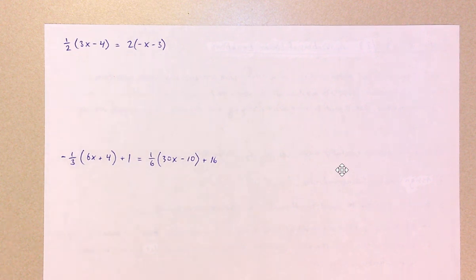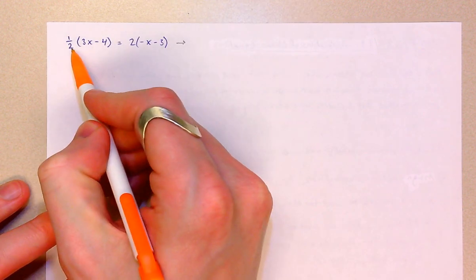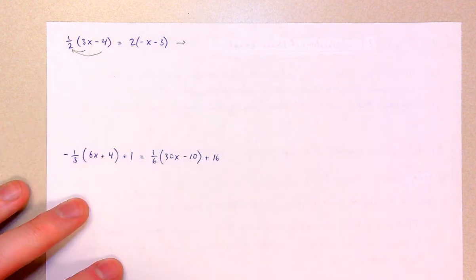Try one more here. We'll do the third problem and the fourth problem. I'll let you try it on your own as a little bit more of a challenge. Here I have 1/2 times the quantity 3x minus 4 is equal to 2 times the quantity negative x minus 3. In this case, we can simplify each side on its own, and we can do some simplification with both pieces of this. So I'm going to distribute the 1/2 into each of those two terms.